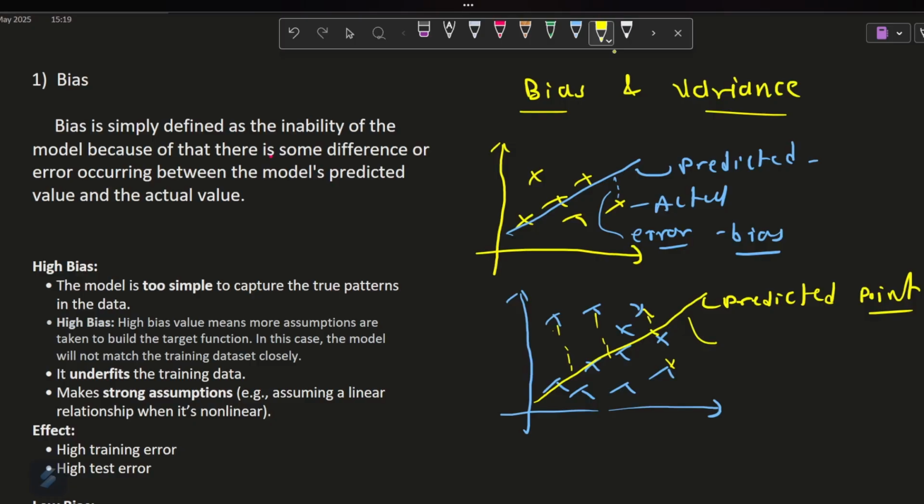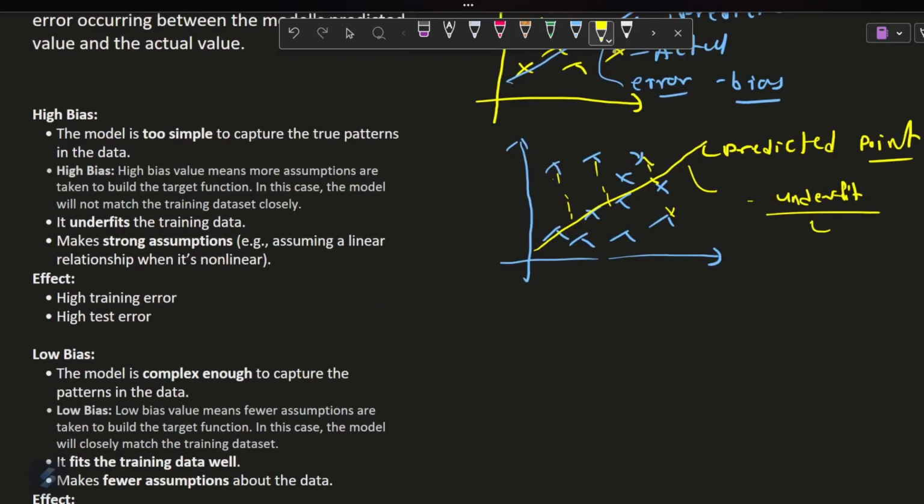So this is a high bias condition, and this implies underfitting. This is underfitting when the model has high bias. In that case, the model is underfitted. It means the predicted value and actual value do not match, or it does not capture all the data points, right? And similarly, it makes a strong assumption, assuming a linear relation, when the data is non-linear. And what is the effect? It's a high train error, high test error.